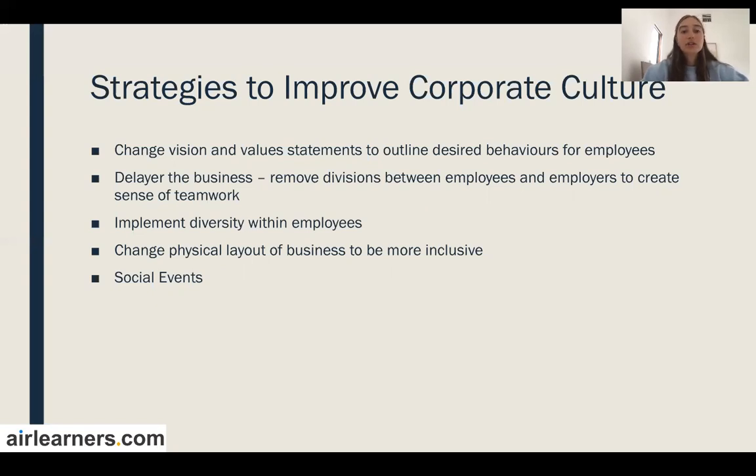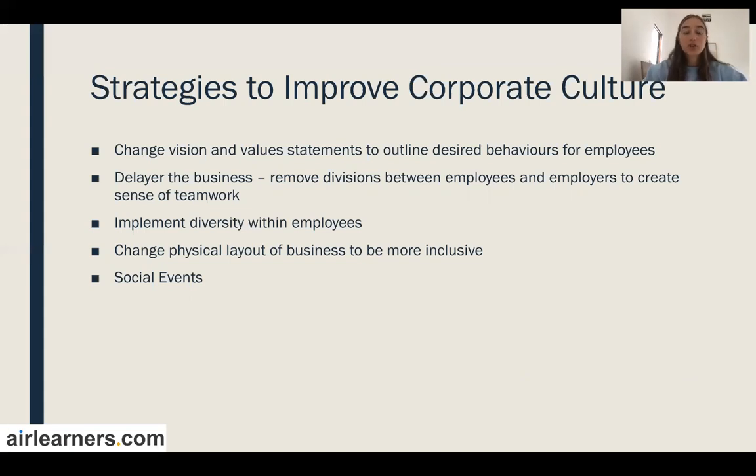Another good way is to change the physical layout of the business to be more inclusive. So similar to delayering, rather than having offices that are very separate and that doesn't really allow for a lot of teamwork and collaboration and communication, having one big table in the middle of the office, like a board table, where people can collaborate and share their ideas together. That allows for better working relationships as well as improving corporate culture.